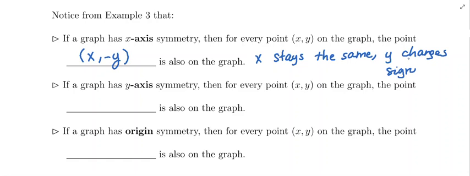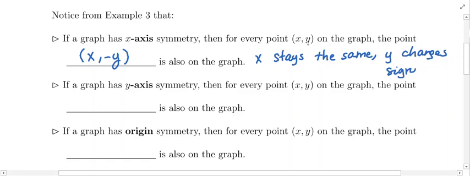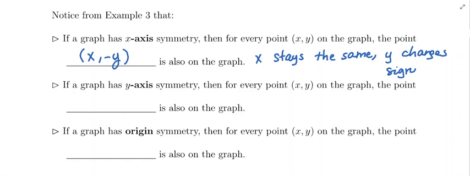If you are looking at a graph and trying to determine the type of symmetry it has, and we're actually going to do that in example 4, you can use this statement. If a graph does have x-axis symmetry, if you start with a generic point x, y, if that point is on the graph, then the point x, negative y will also be on the graph. Okay, so let's try y-axis symmetry now.